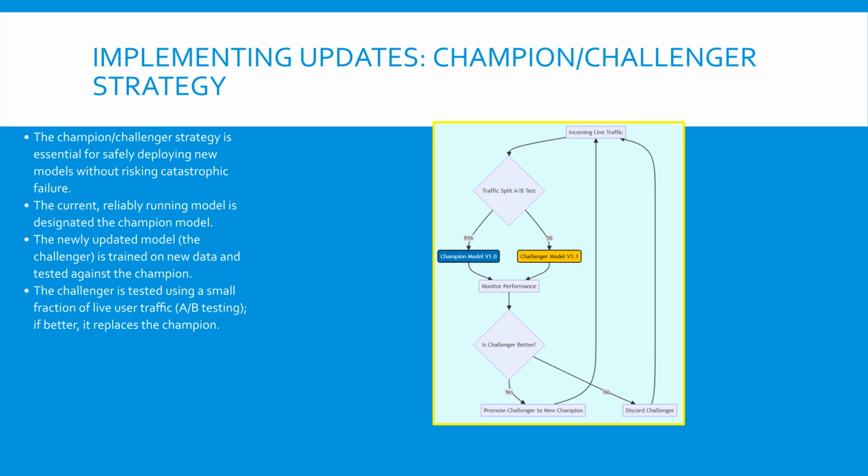The challenger is deployed alongside the champion, but is exposed only to a small fraction of the live user traffic, allowing us to test its performance in a real production environment. This comparative testing is often done via A/B testing. If the challenger consistently demonstrates better performance, lower errors, and higher reliability than the champion, it is promoted and replaces the champion. If it performs worse, it is discarded, and the reliable champion remains in place.